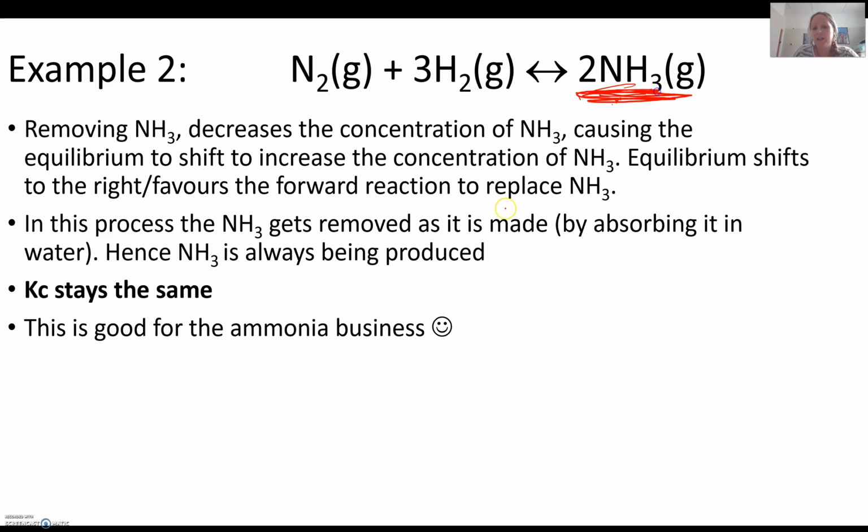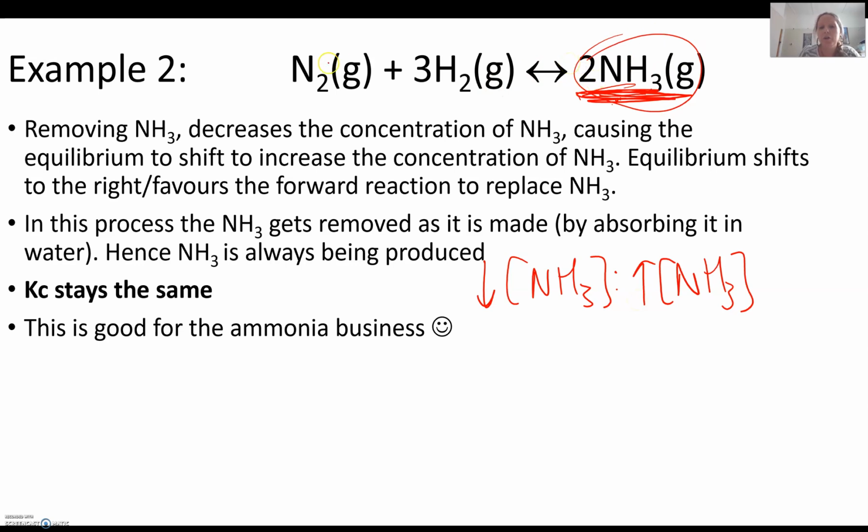So the change is a decrease in concentration of NH3. So what's the equilibrium going to do? Always state the direct opposite first. So the equilibrium is going to shift to increase the concentration of NH3. Okay, now how's it going to get more NH3? Well, if you look here, the forwards direction makes NH3, and the reverse direction breaks it up.